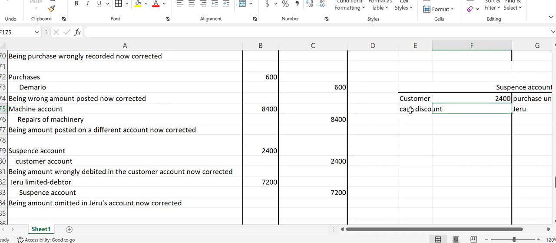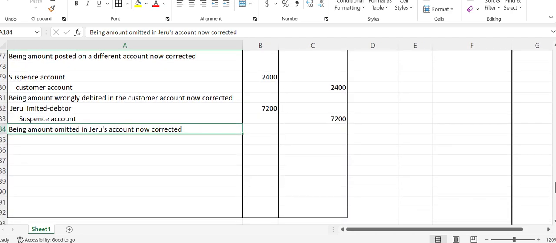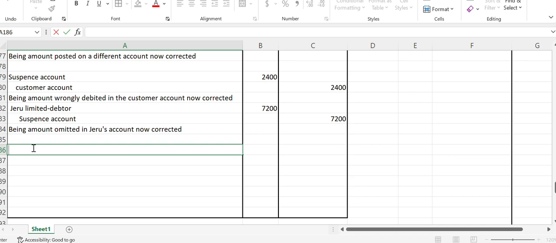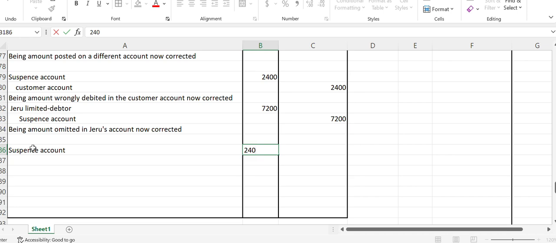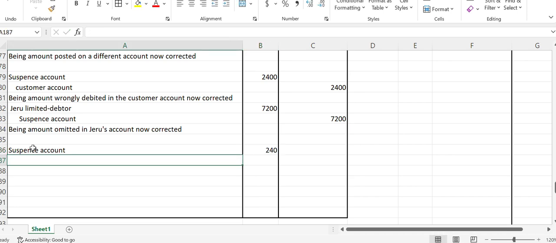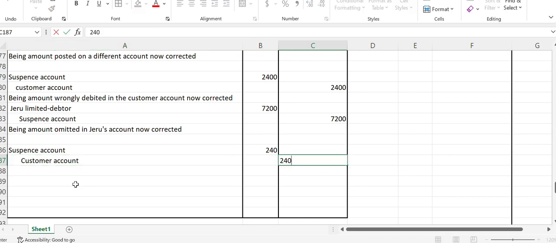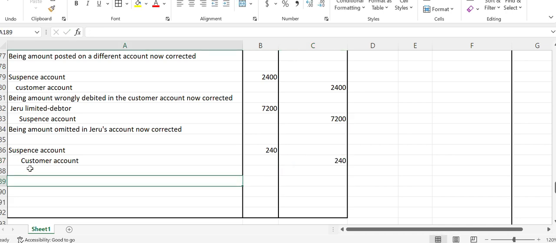So discount, 240. In the ledger accounts, we are going to say suspense, which we have debited, suspense account 240, and then the other account is what? The customer account, 240. Then you write a narration here.